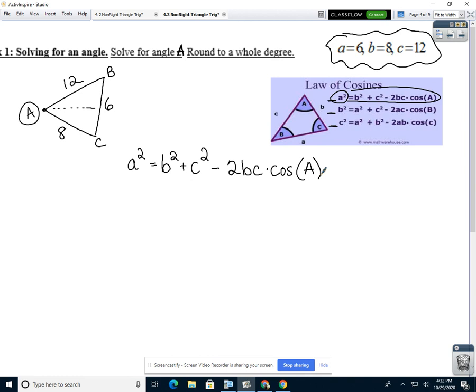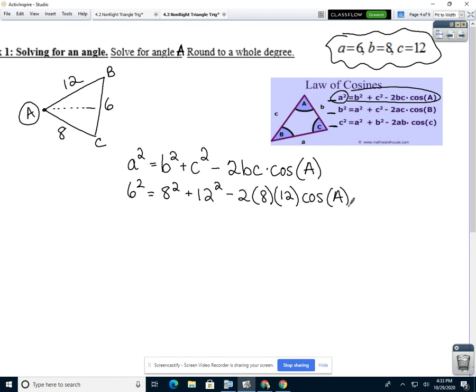So let's plug in everything we know. Our measurement for A is 6, right? So 6 squared. Our measurement for B, we already know that, it's 8. 8 squared. And our measurement for C is 12. And then we're going to plug in B and C. So it's minus 2 times B, which is 8, and C, which is 12, and then cosine of A. Again, that capital A is what we are looking for in this problem, that angle.